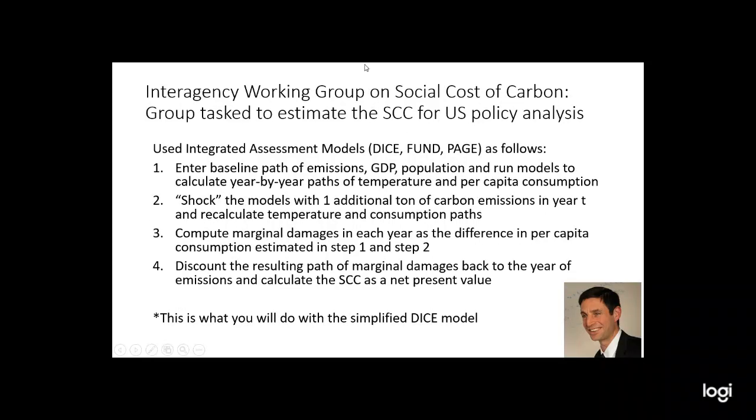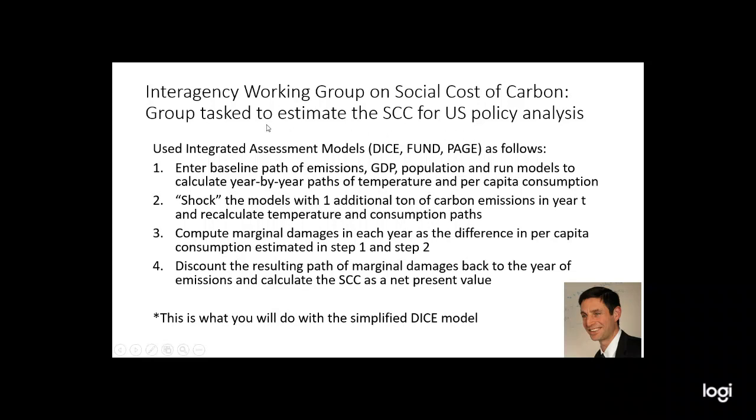The interagency working group is the group primarily tasked with developing these models and running them and figuring out what the social cost of carbon should be for the United States. On modules there are readings from them, with a description of how they actually went about calculating the social cost of carbon. They're the group that estimates the social cost of carbon for U.S. policy analysis.